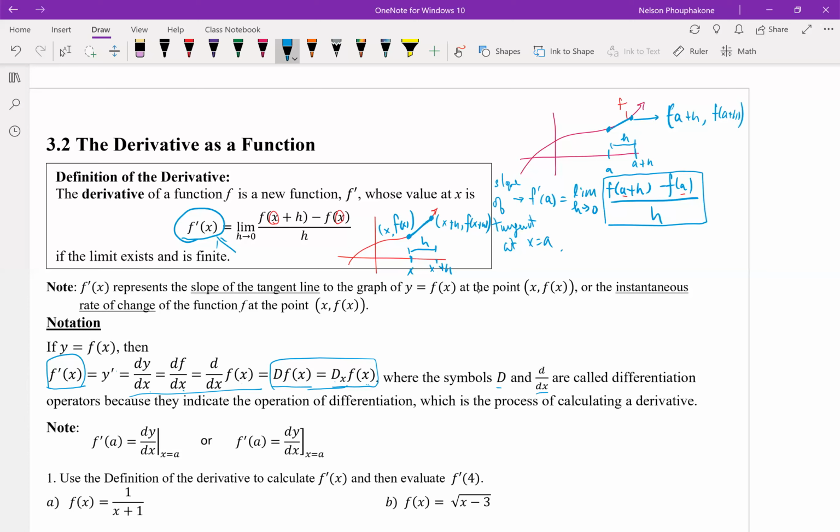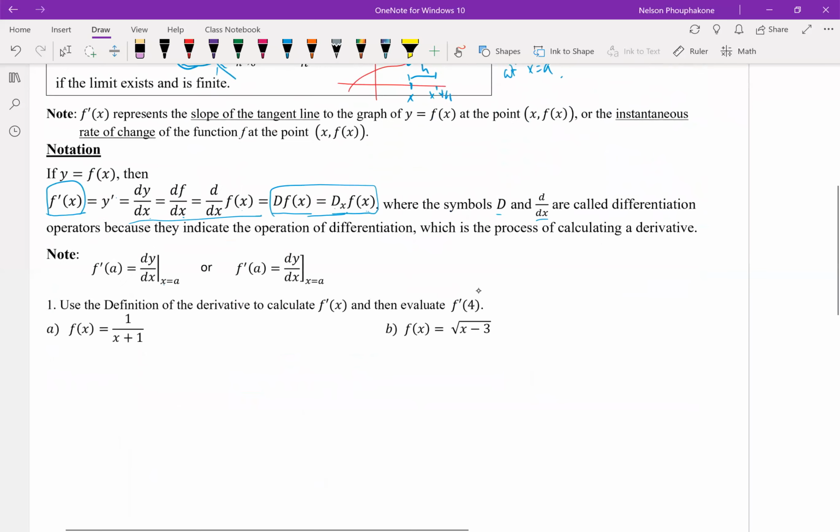Now, from time to time, I would like to use this notation for f prime of a. It says dy dx evaluated at x equal to a. This is the notation that I'm using.